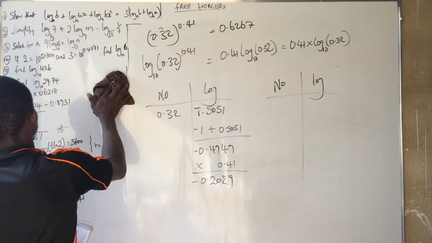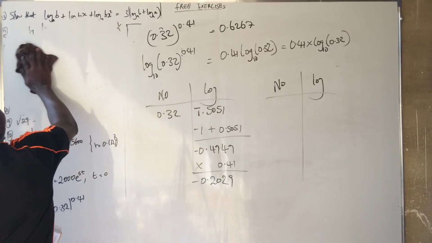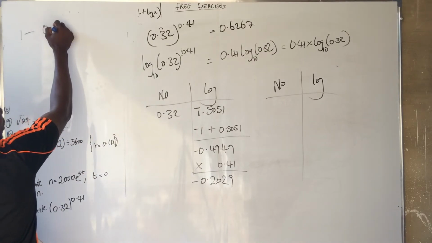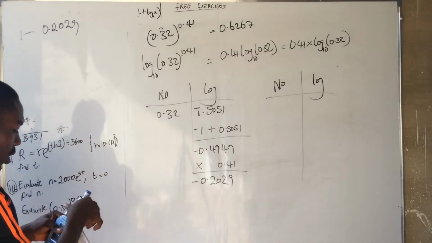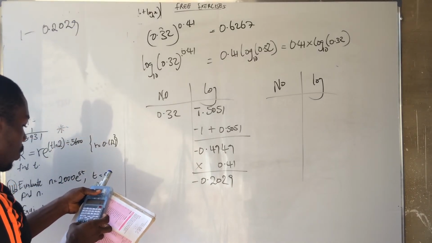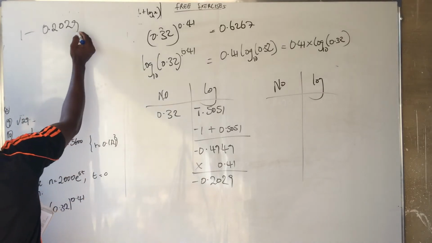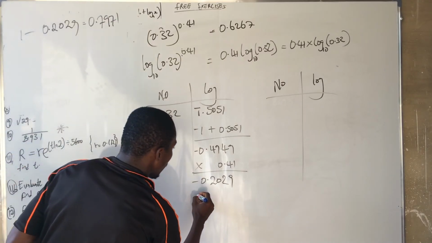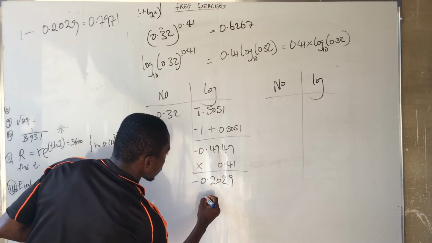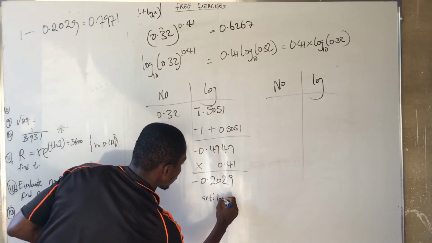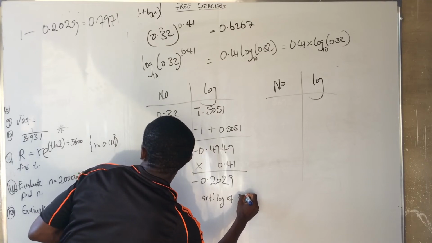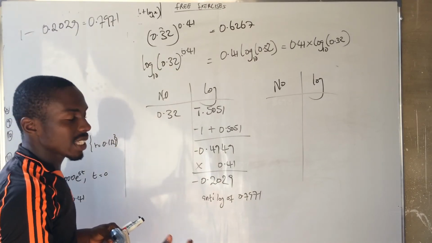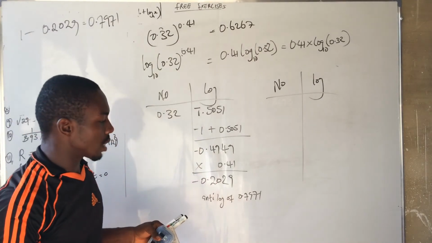Let me write this here. We don't have negative antilog, so I'm going to say 1 minus 0.2029. What is it going to give me? 1 minus 0.2029 is going to give me 0.7971. So I'll now look for the antilog of 0.7971, since we don't have negative antilog in our antilog table.